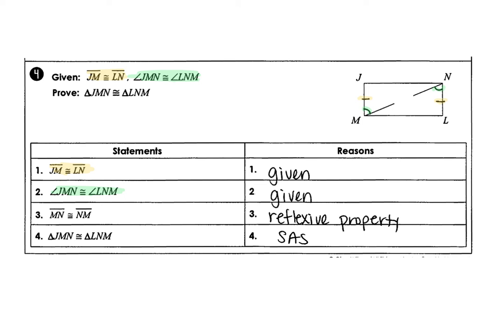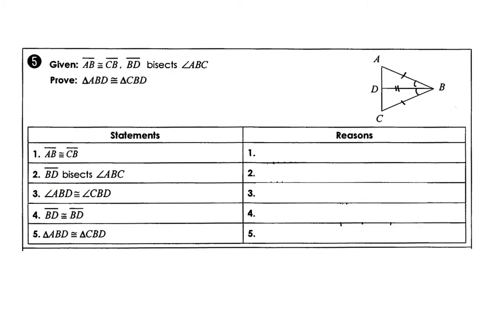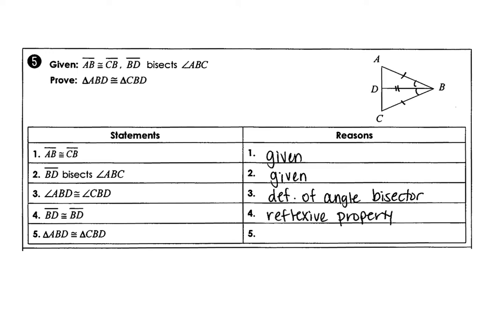Questions on that one? AB is congruent to CD. Why do we know that? Given. BD bisects angle ABC. Why do we know that? Angle ABD is congruent to CBD. Why do we know that? Definition of an angle bisector. BD is congruent to BD. Why do we know that? Reflexive. And so now we know by side, angle, side that those two are congruent.